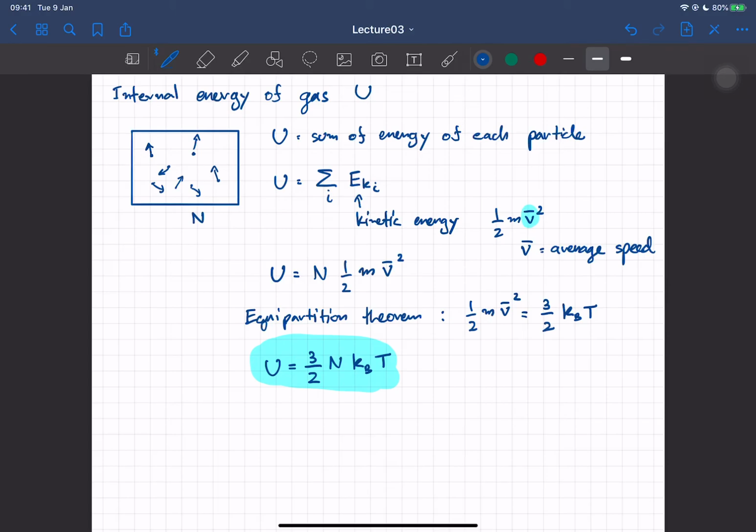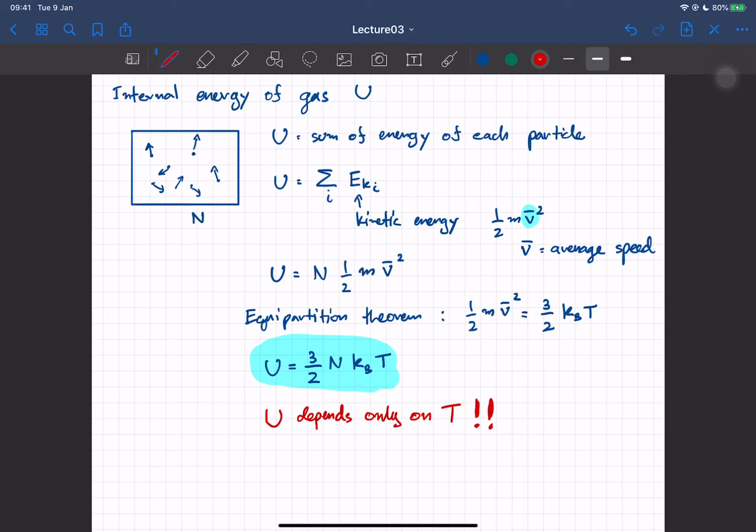So what does it say? It says that the internal energy of the gas depends only on temperature. That's very, very important, and we're going to talk about the implications of this later on. I'm going to write it down again: the internal energy of the gas U depends only on temperature. If you know the temperature, then you know the internal energy of the gas. That's going to be important later on.